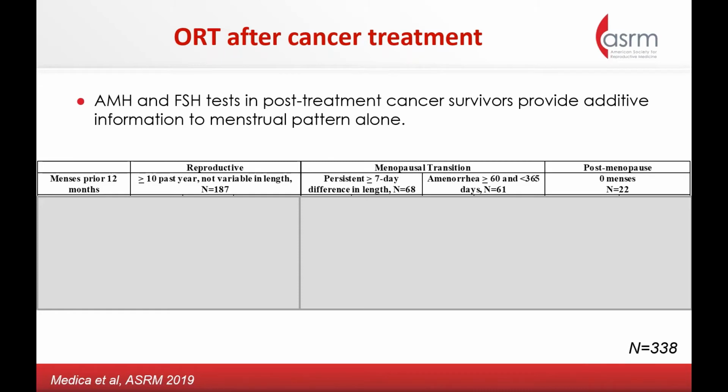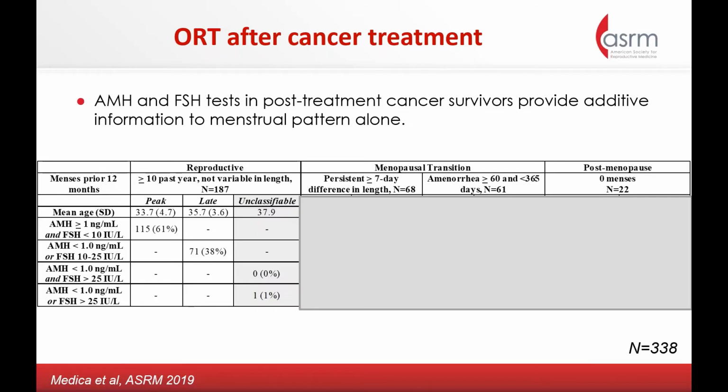And I'll quickly go through, I think, a pretty dense table and hope you'll bear with me. So on the top of the table, you'll see this is the current guideline. You take a young cancer patient and you use how many menses she's had in the prior 12 months. And in our cohort, there were 187 who had more than 10 that were not variable in length. So we call them in the reproductive stage. Those who had a persistent more than 7-day difference, we called those people in the early menopausal transition. Those who had amenorrhea of over 60 days, but less than 365, we called those people in the late transition. And if you had no menses in the past 12 months, we called this postmenopause, consistent with STRAW criteria.